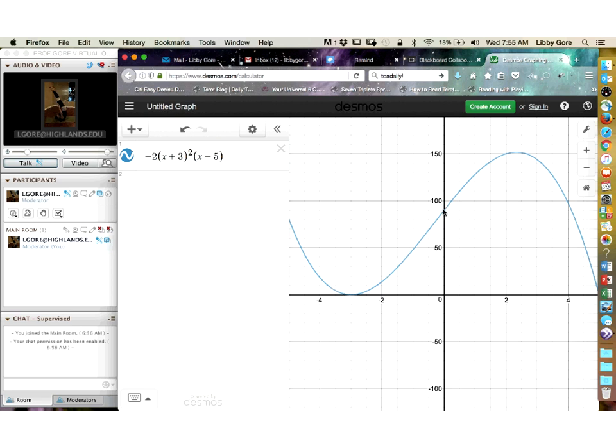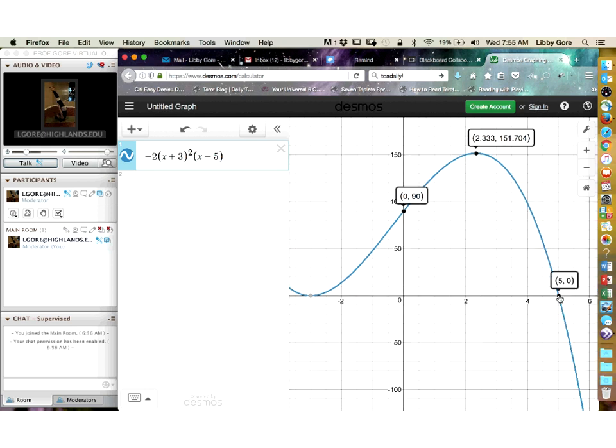Okay, so you can see this thing swoops down. It goes through the y-axis at 90. And then it peaks out at 2.33, so 2 1/3, 151.7. I'm going to write that point down because you've got to use your graphing calculators to calculate the maxima and the minima on these things. Now, this particular problem didn't ask us about this, but it's good to practice because you will be asked on your homework. So we've got our x-intercepts there, and we were correct about that.